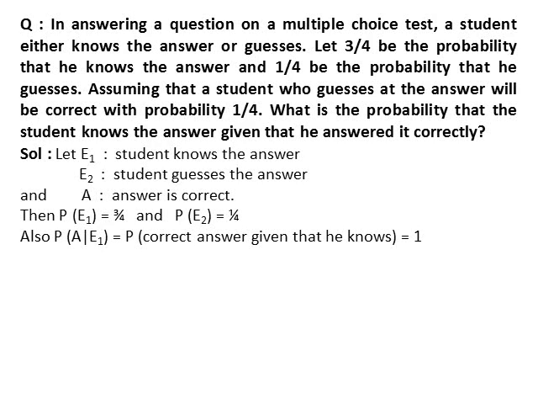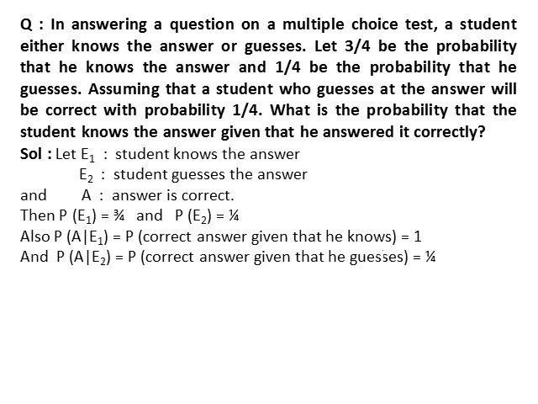Now P(A given E1) is the probability that the answer is correct given that the student knows the answer. So it's a sure event. That's why P(A given E1) equals 1. Now P(A given E2) equals the probability that the answer is correct given that the student guesses the answer. So P(A given E2) equals 1 by 4.